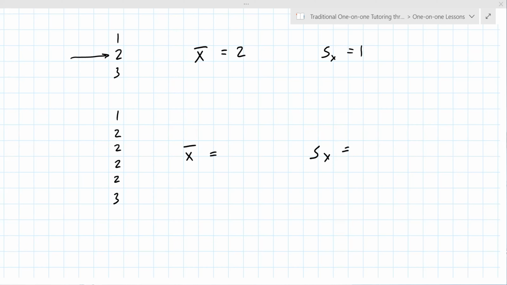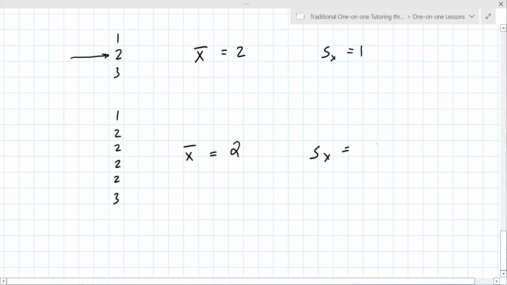The mean is 2 and the standard deviation 0.63. Yes. Okay. Now, what do you notice? How did the standard deviation change? It got smaller. Okay. And that's the point of this exercise.